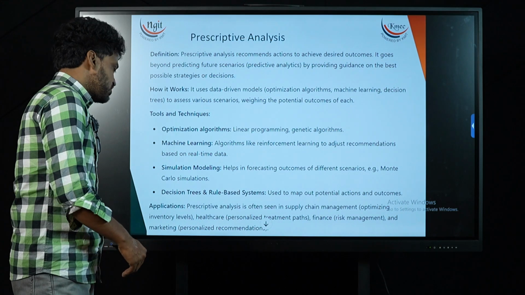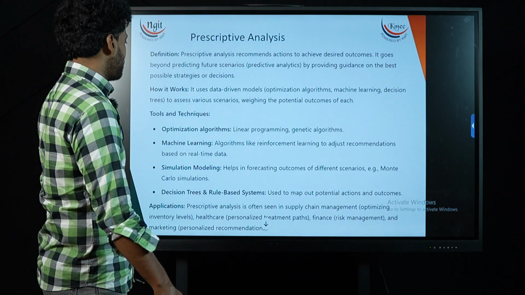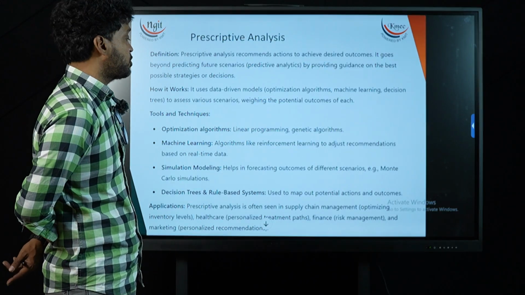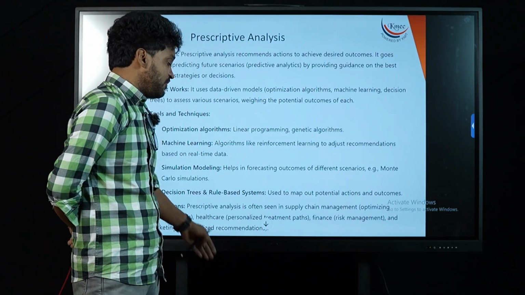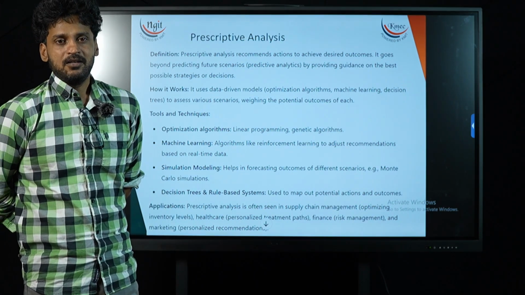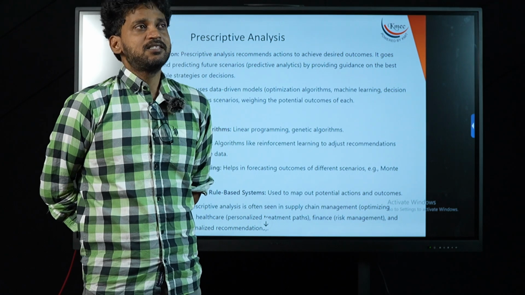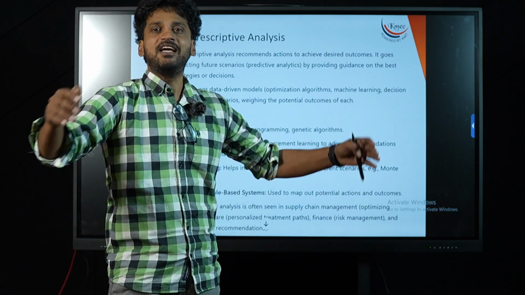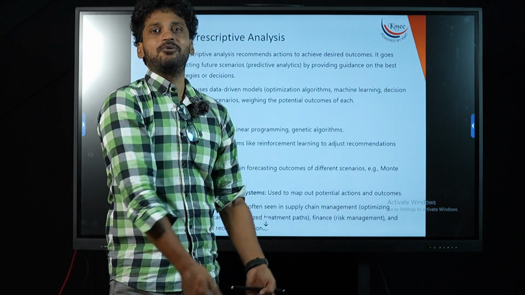Decision trees, we already know what they are, and rule-based systems. Applications: prescriptive analysis is often seen in supply chain management, optimizing inventory levels. What is supply chain management? When you are about to buy a car, there is a supplier, a vendor through which you are going to get it. This vendor will have the inventory. There is something called inventory control.